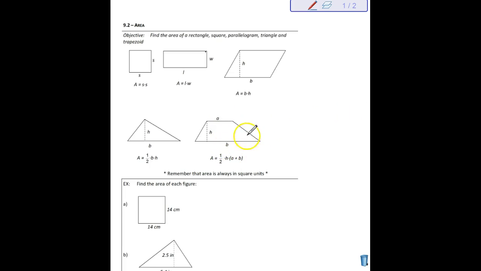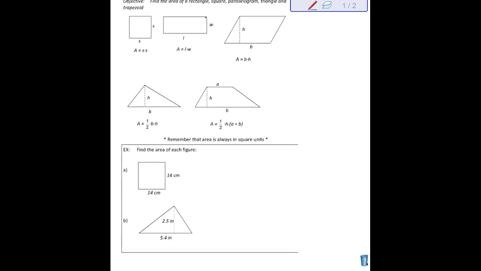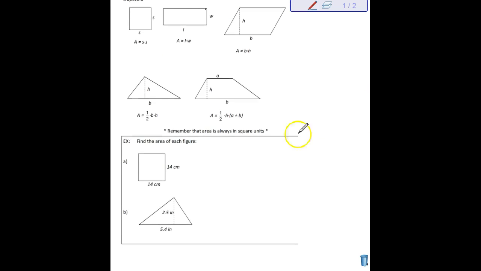The formula for the trapezoid will be on that formula sheet that you'll be allowed to use for the final exam, but these other 4 won't, so make sure you remember those. And then, of course, remember that when you're dealing with area, you have to always have square units. Okay, and I'll show you that as we work here.